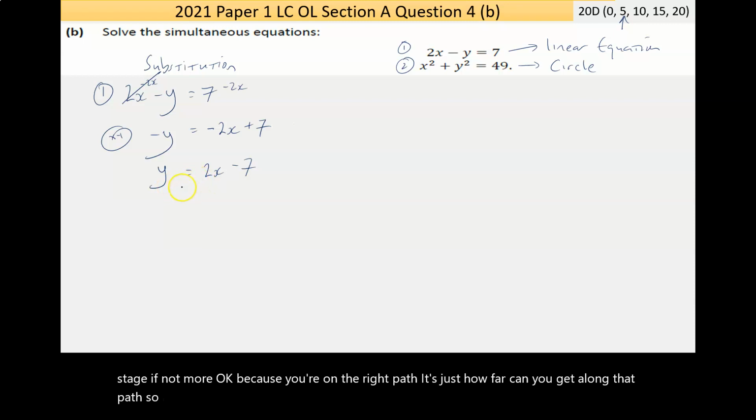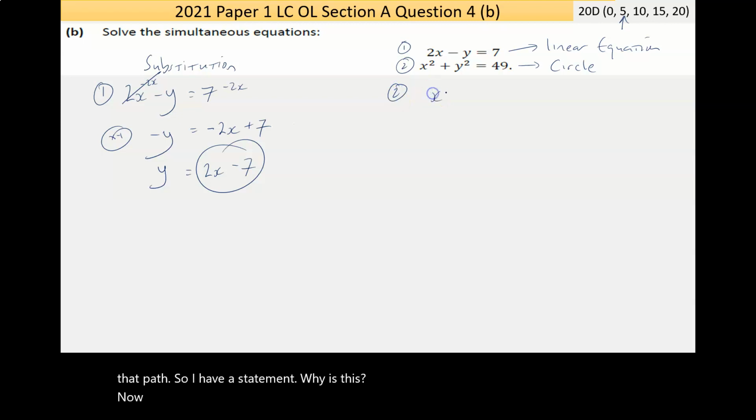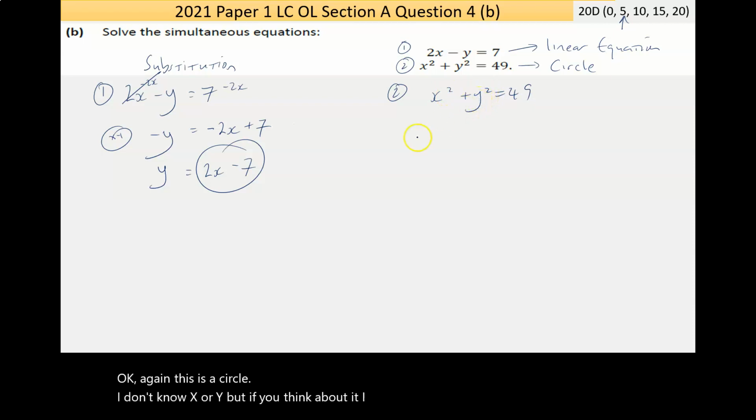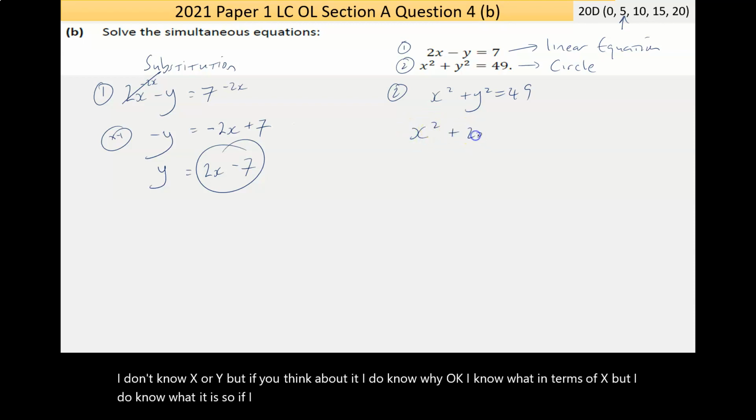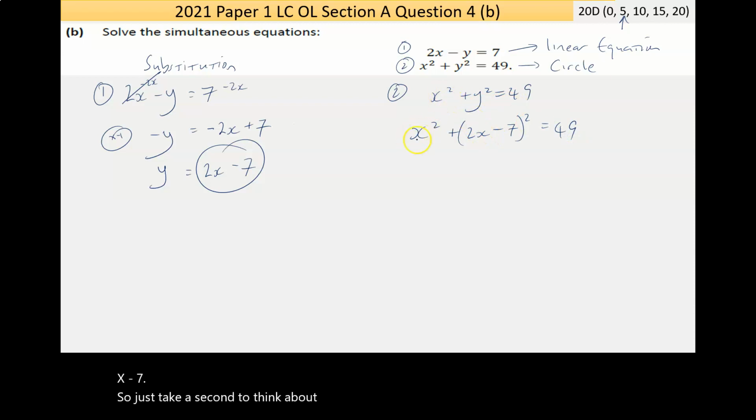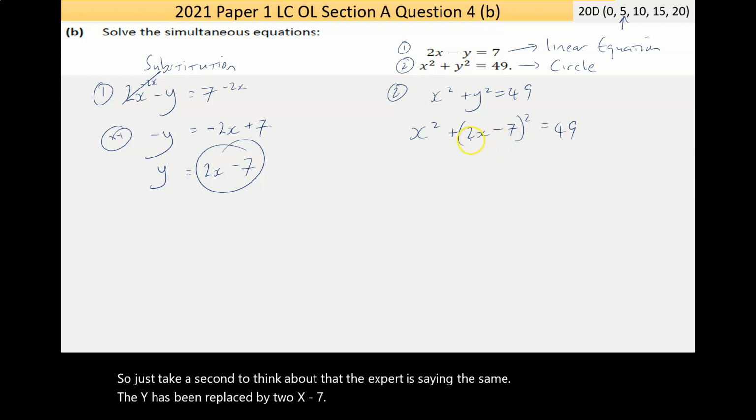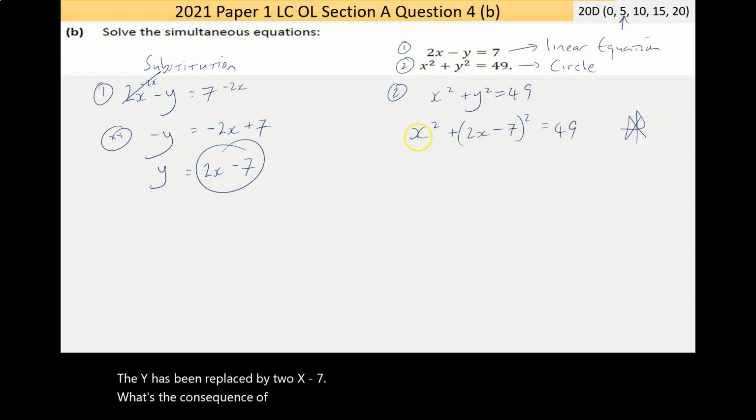So I have a statement: y is 2x minus 7. Now, in equation 2, again, this is a circle. I don't know x or y. But if you think about it, I do know y. I know it in terms of x, but I do know what it is. So if I swap them out, instead of y, I'm going to put 2x minus 7. So just take a second to think about that. The x squared is staying the same. The y has been replaced by 2x minus 7. Now, what's the consequence of that? If you look across left to right, this is an equation of the same unknown.